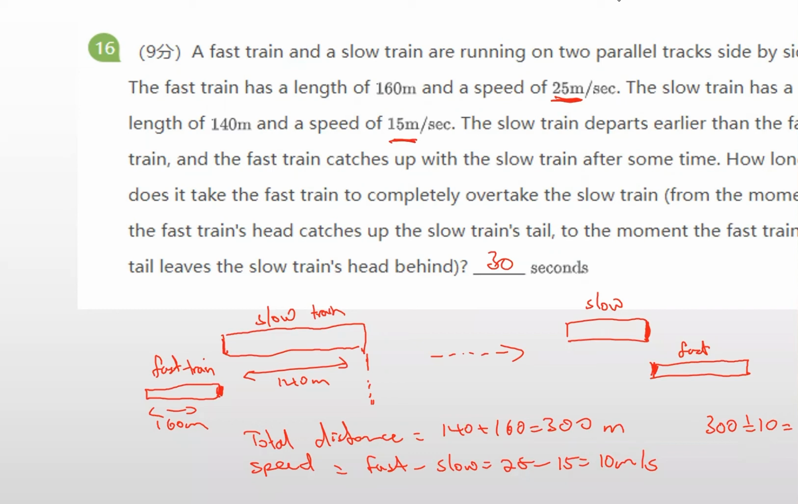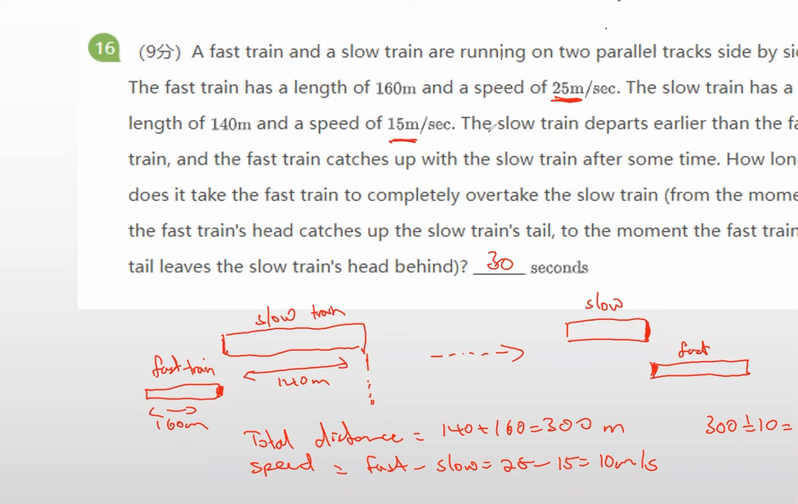Well, does the answer not depend on how much earlier the slow train goes? Like it could go earlier, like by 10 minutes, and then the fast train can go, then it wouldn't be 30 seconds. Very good question. So does it depend on how early the slow train goes? The answer is no, it does not.